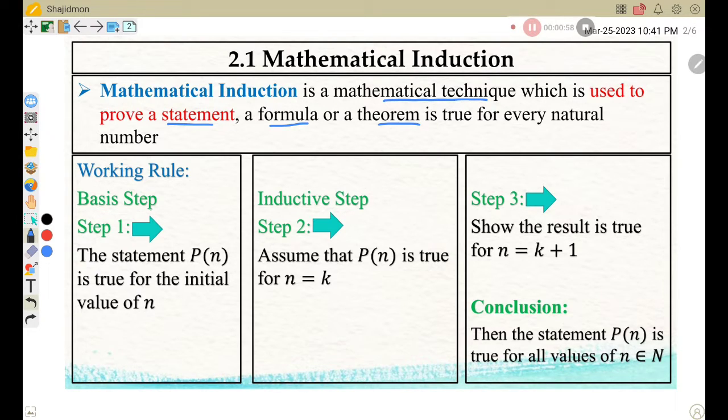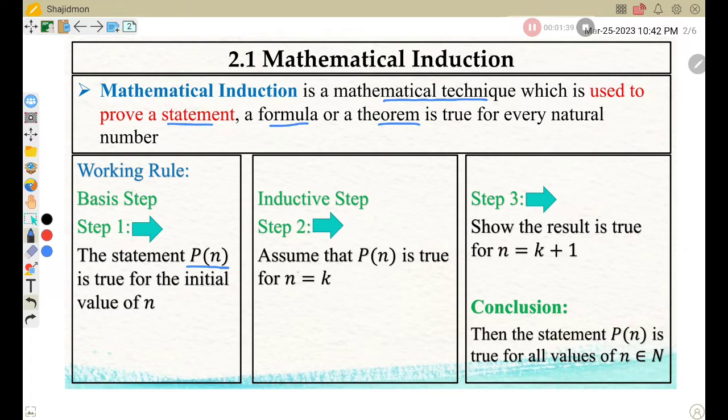See the working rule. Basic step, step 1: whatever statement, formula or theorem is given, we call the statement P of n. This statement should be true for the initial value of n, like n equal to 1, 2, 3, 4. What is the initial number? n equal to 1, or sometimes n equal to 0. So for n equal to 1, is the statement true or not? First we are checking that the statement P of n is true for the initial values of n. Once we get that it is true, we go to step 2.